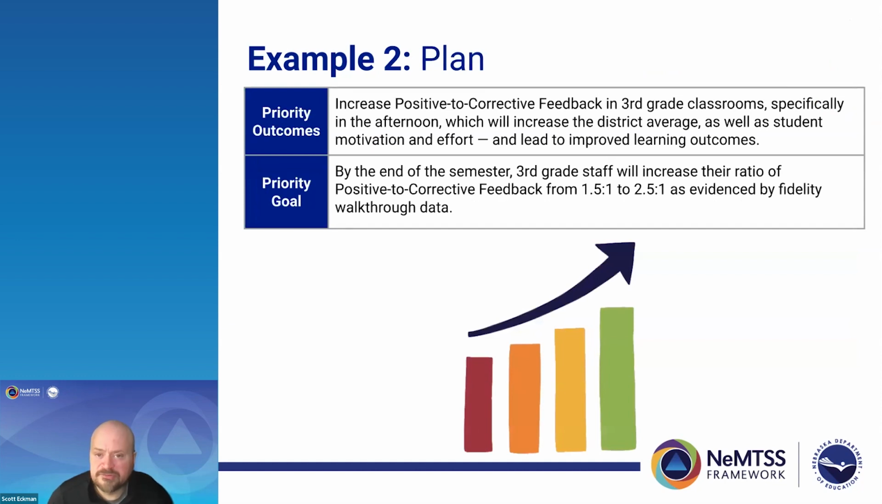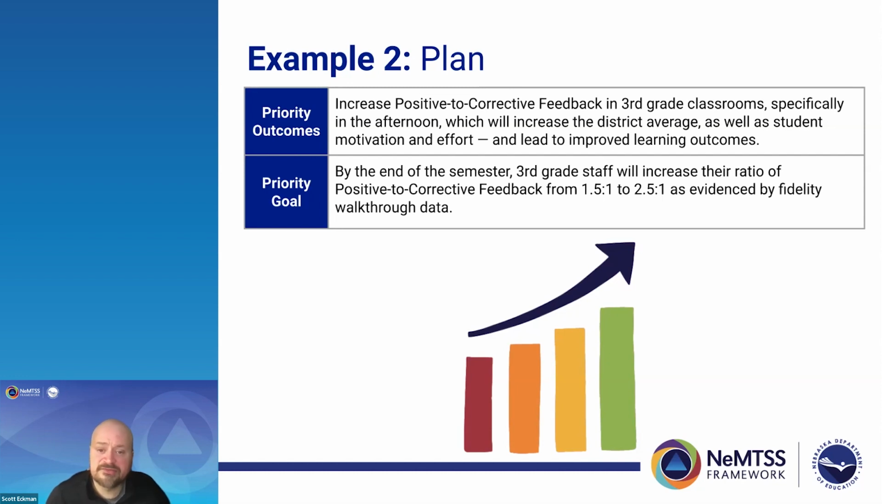So this third grade PLC determined that their priority outcome they'd like to see as a result of their plan was to increase that positive to corrective feedback in all third grade classrooms, specifically in the afternoon, which then would in turn increase the district average as well as student motivation and efforts, which leads to improved learning outcomes.